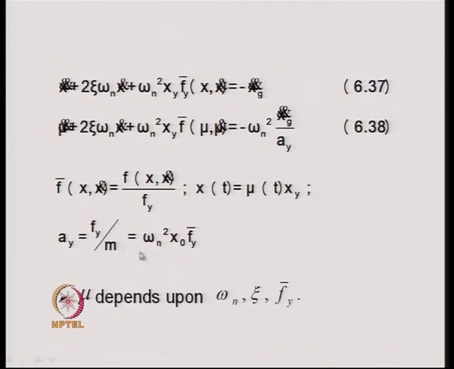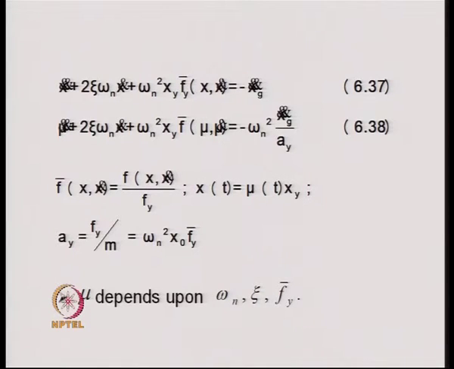Now, this a y is defined again in this particular form. a y is equal to f y by m, or in other words m multiplied by a y gives the value of f y. One can say this is the yield acceleration a y. Yield acceleration multiplied by m gives you the yield force, and that can be shown to be equal to omega n square x 0 divided by f bar y.